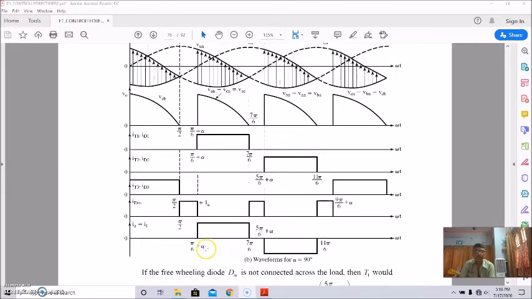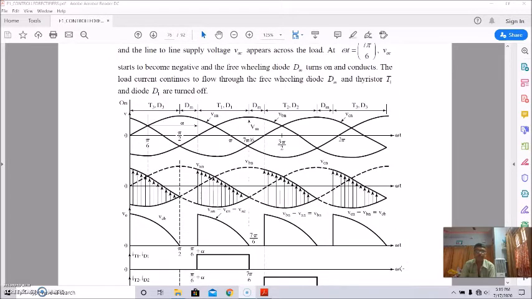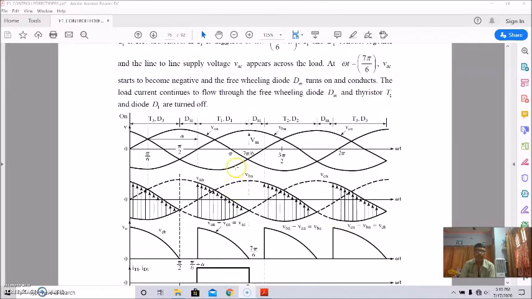So this is the load current IA, and these are the waveforms for alpha equal to 90 degrees. As shown here, from this period thyristor T3 and D3 are in operation. From this period, from pi by 6 plus alpha to 7 pi by 6, thyristor T1 and D1 are in operation.